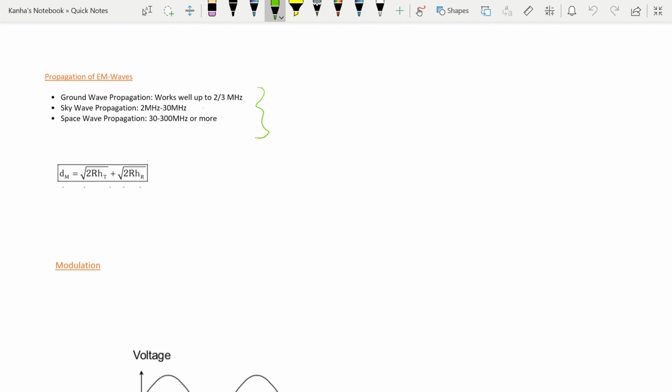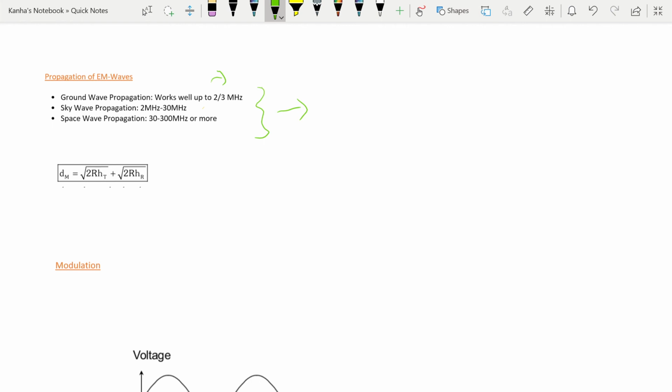The important thing to note here is the range of frequencies that these can support. Ground waves can support up to 2 to 3 megahertz. Sky wave can support around 2 to 30 megahertz, and space wave can support around 30 to 300 megahertz. Factual questions are often based on these three properties.